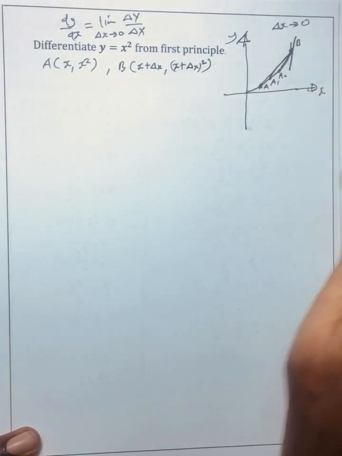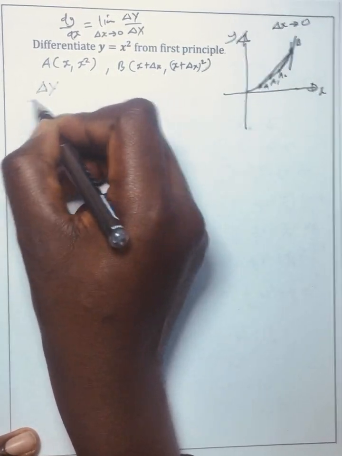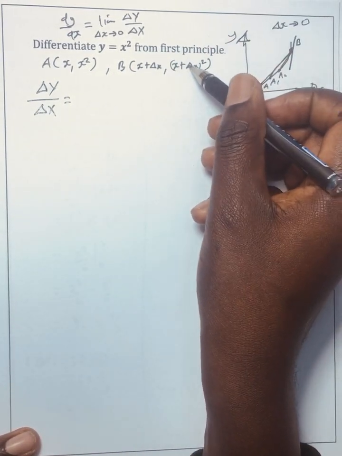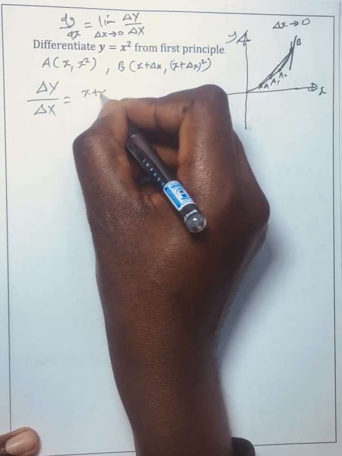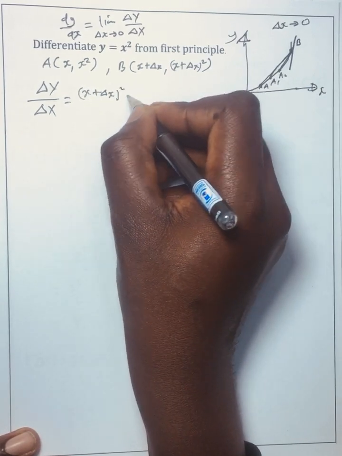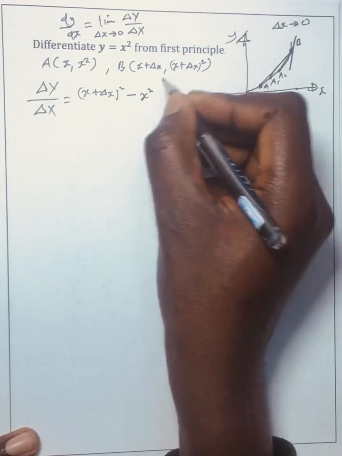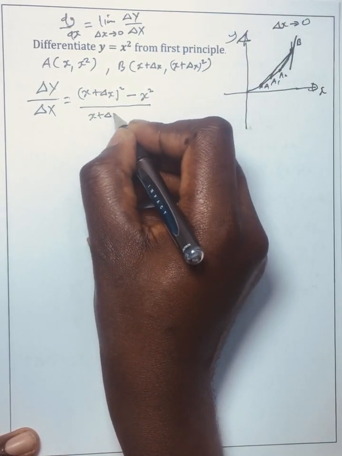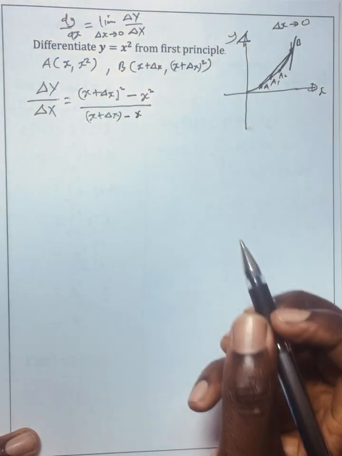That is like the gradient. So how do we get the gradient? We just take the change in y. In this case, this particular y, which is x plus small change in x, squared, minus the initial point, which is x squared, over x plus small change in x minus x.